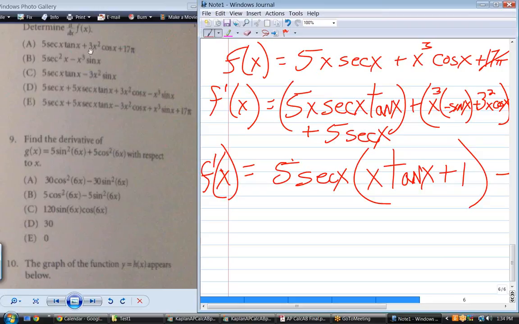Well, let's see. We know A isn't right, because it's still got the 17 pi. B doesn't look simplified nor correct. So let's look at what we started with: 5 secant x plus 5 secant tangent x, that's all of that, plus there's the 3x squared cosine x minus x cubed sine x. D looks correct. D looks like that. Right. All right.